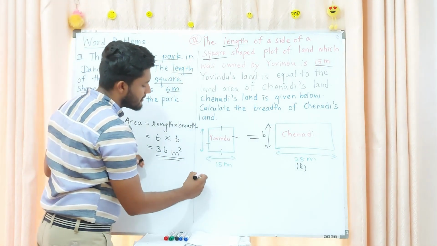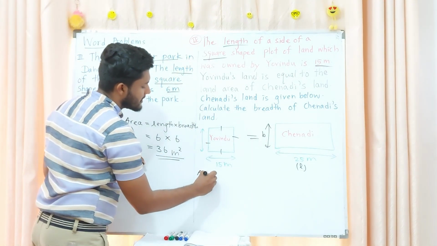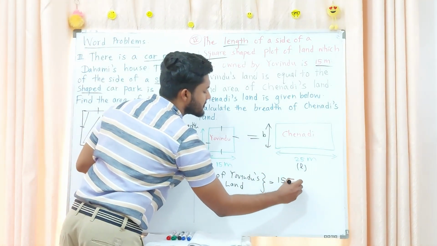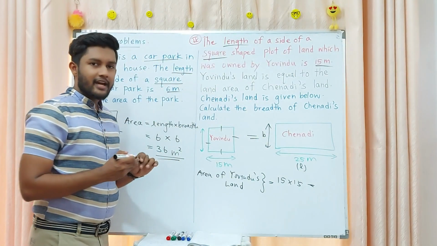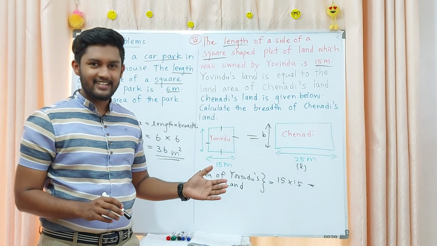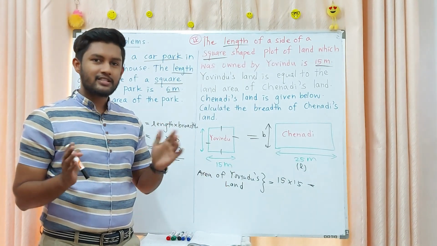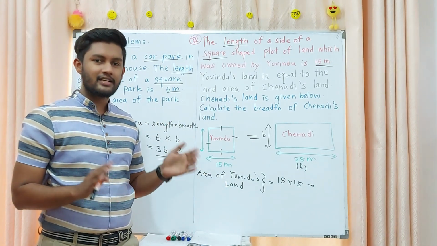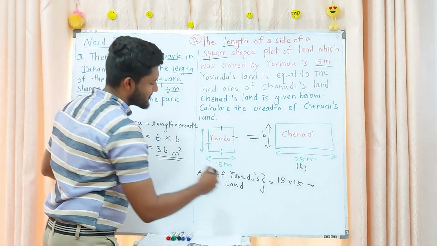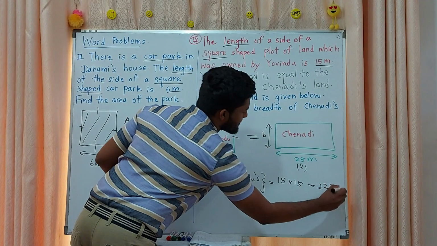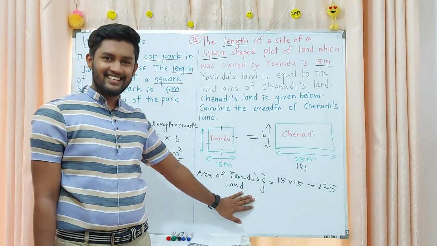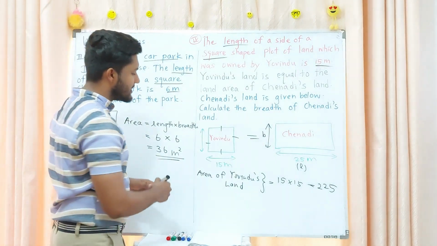Then shall we calculate the area of Yovidu's land? That means 15 into 15. Can you remember 15 into 15? Perfect square song: 11 into 11, 12 into 12, 13 into 13, 14 into 14, 15 into 15, 225. Those are the applications of those songs, right? Then here 225 meters squared.